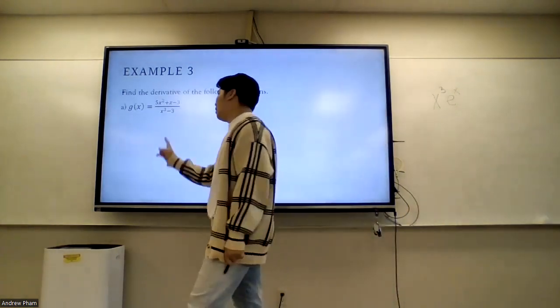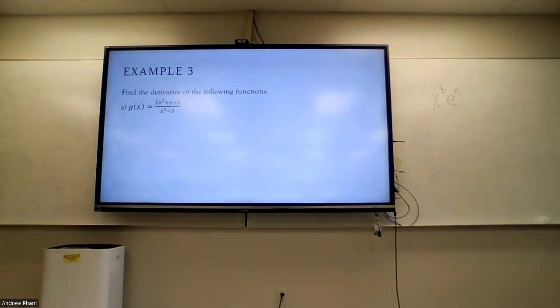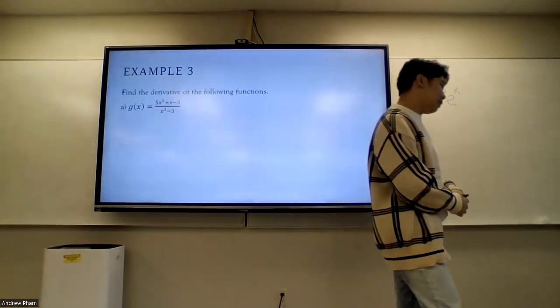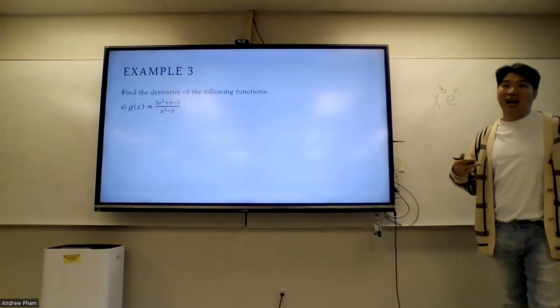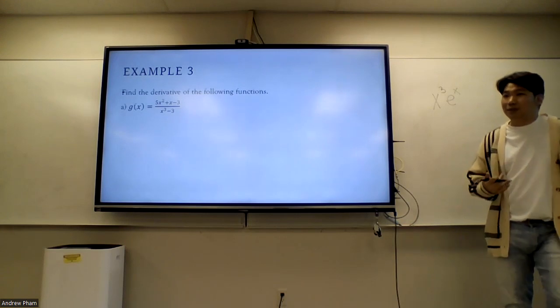Example 3. Find the derivative of the following functions. This time I've got g of x is equal to the quotient (5x squared plus x minus 3) over (x cubed minus 3). So once again, I clearly have a quotient. I have something that looks like a fraction.